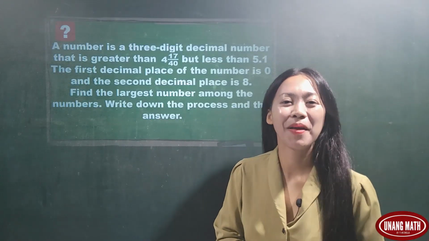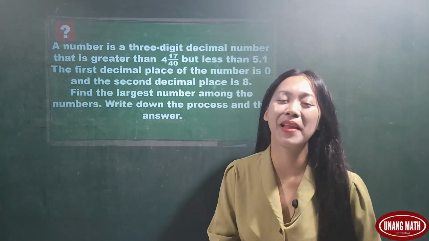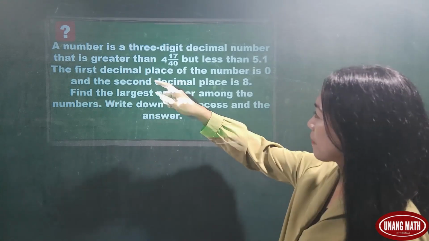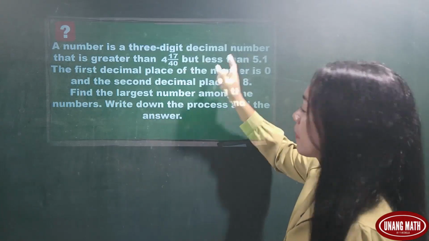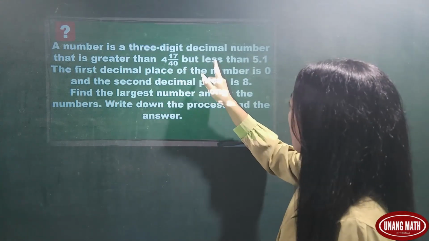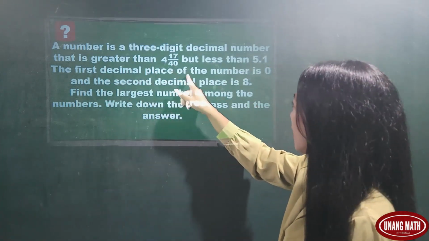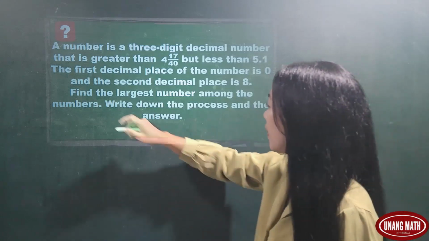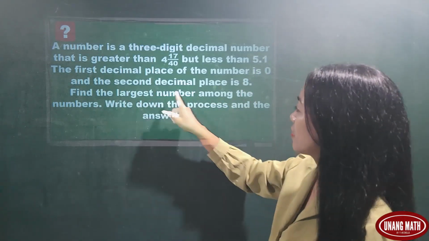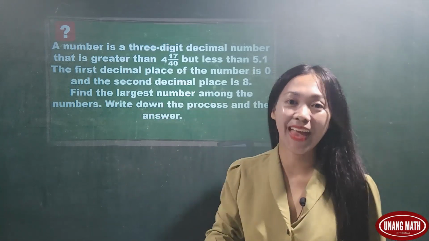Our next problem is an example of a descriptive math problem involving fractions and decimals. A number is a 3-digit decimal number that is greater than 4 and 17 over 40 but less than 5.1. The first decimal place of the number is 0 and the second decimal place is 8. Find the largest number among the numbers. Write down the process and the answer.